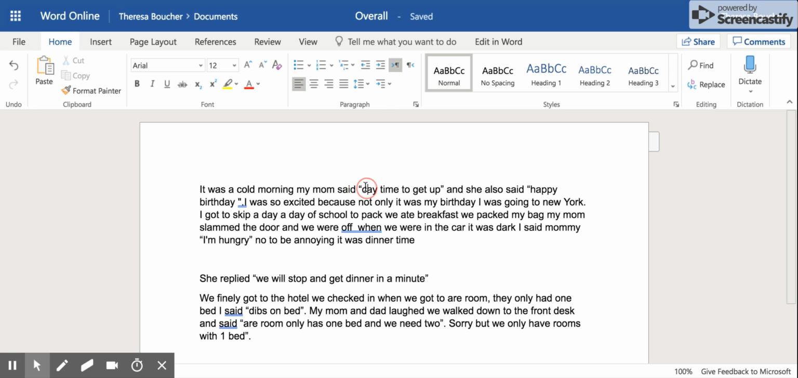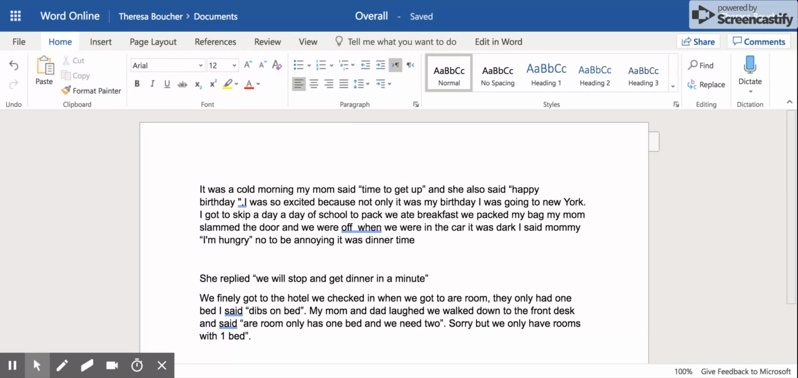So when I was looking at this story, I was thinking about, okay, what's the point? What's going on? Because it starts with the morning and then they go to New York and then they get to the hotel and it's just a lot going on. So I'm thinking, let's get to the point. Let's figure out what's important. What does it need to be in there?